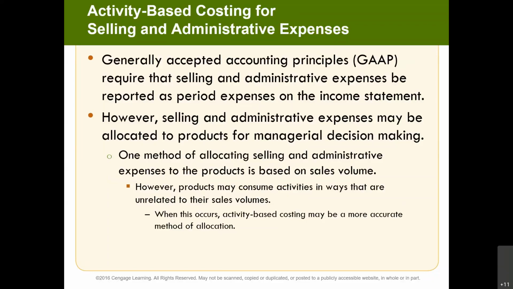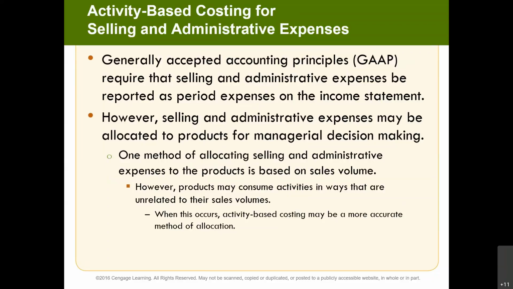However, selling administrative expenses may be allocated to the products when it comes for us to make managerial decisions. So when we report it to the SEC for a publicly traded company, or for our taxes, we report it as an expense. Selling administrative expenses are reported as a periodic expense on the income statement. But if we're making a decision, an investment decision, then we would include selling administrative expenses in our decision process through allocating it through factory overhead.